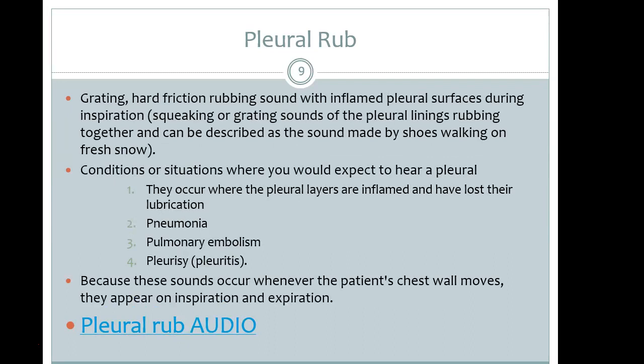Next, we're looking at the pleural rub, and this is literally a grating, hard friction rubbing sound due to the inflammation of the pleural surfaces, and we typically hear this on inspiration. Conditions where we hear a pleural rub include any condition where the pleural layers are inflamed and therefore have lost their lubrication. This would include pleurisy, pulmonary embolisms, and pneumonia. We see them on both inspiration and expiration.